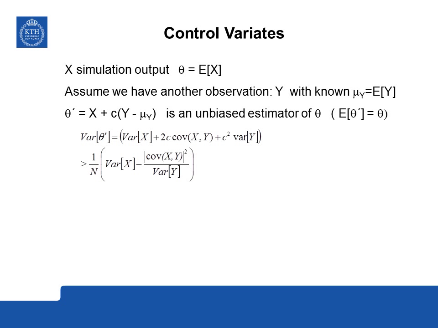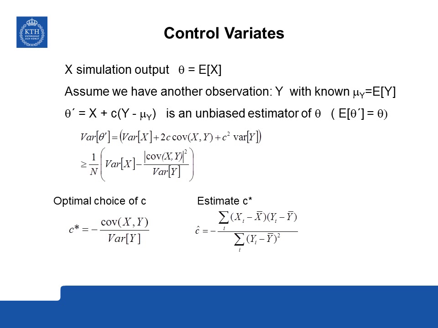And we can show that this inequality can be fulfilled with equality when we pick the parameter c as c star, which is equal to minus the covariance of xy divided by the variance of y. And since we don't know the covariance of x and y, we of course have to, as usual, do an estimate, and we can use the sample covariance instead of the covariance.